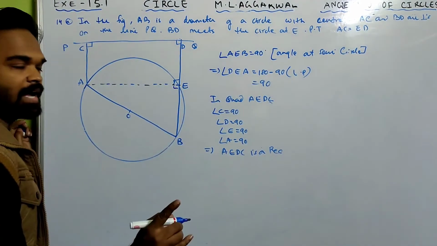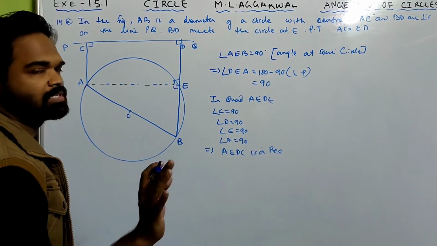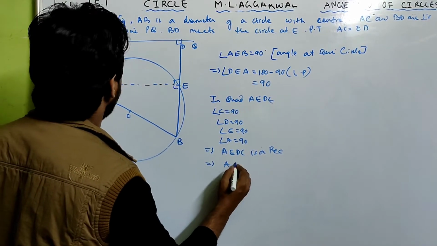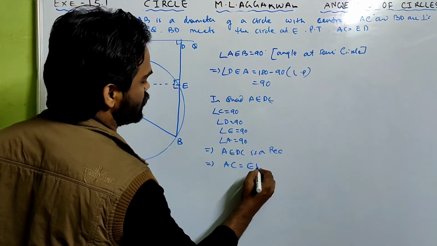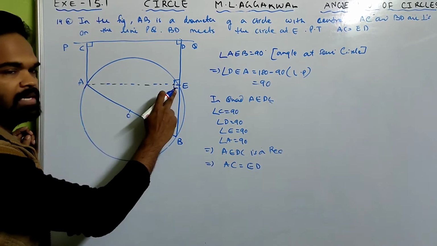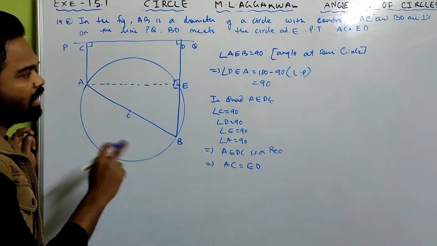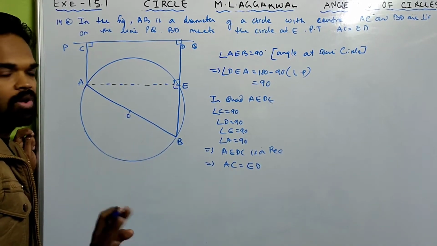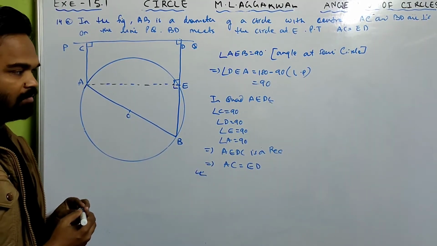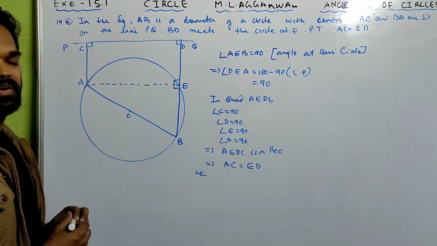And if it's a rectangle, all the four angles are 90 degrees, which means it's a rectangle. If it's a rectangle, the opposite sides are definitely equal. No doubt in that. We just needed to join AE and prove that this figure AEDC is a rectangle. Once that is done, the opposite sides are equal. That's proved. Okay.